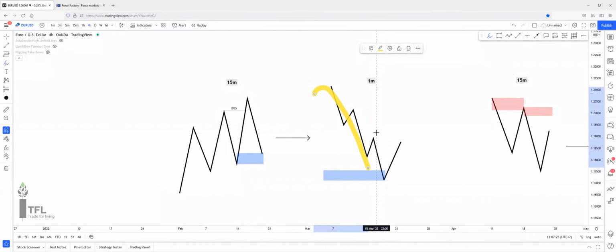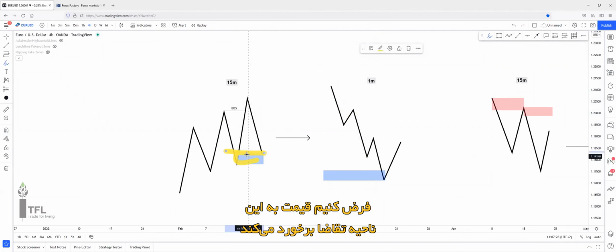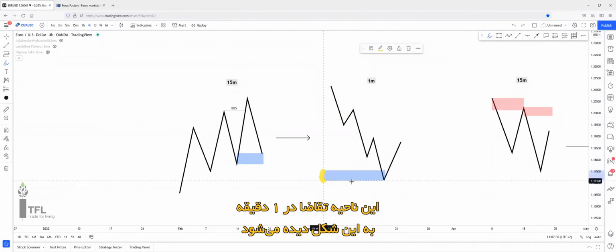Okay. Let's say price steps into this 15-minute demand zone right here. And this 15-minute demand zone looks like this on the 1-minute chart.